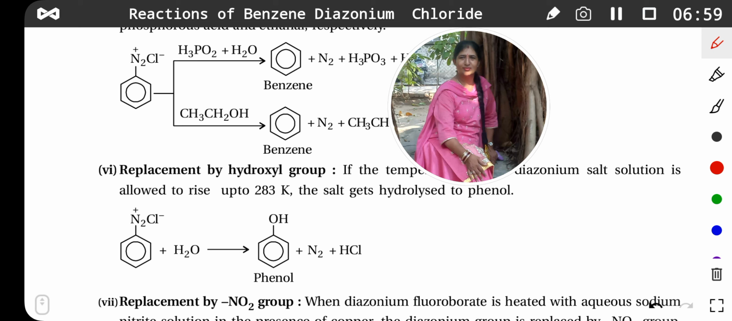See here, if you change the temperature, and the diazonium salt solution is allowed to rise up to even 283 Kelvin, the salt gets hydrolyzed to phenol. तो आपका फॉर्म क्या हो जाता है, phenol हो जाता है. In the same manner, replacement by your NO2 group.